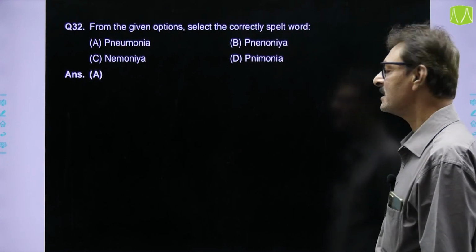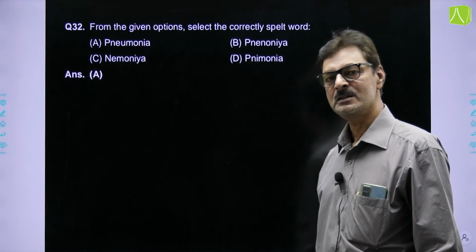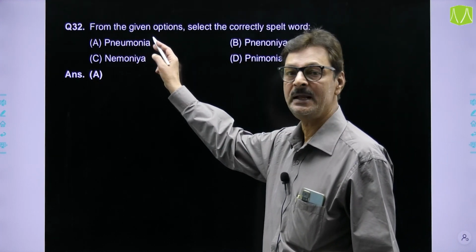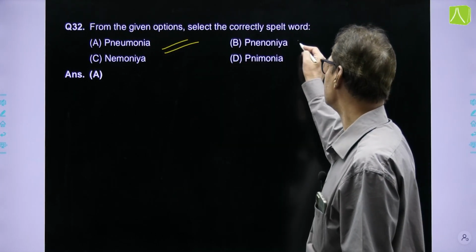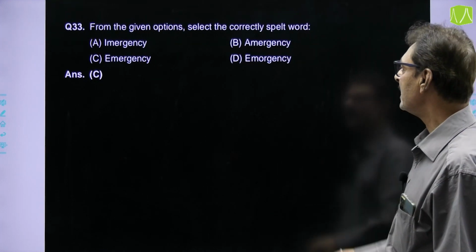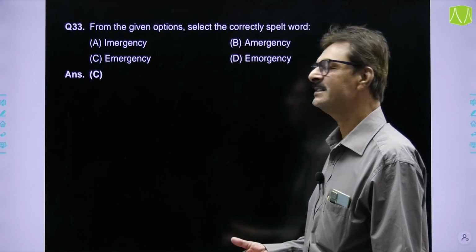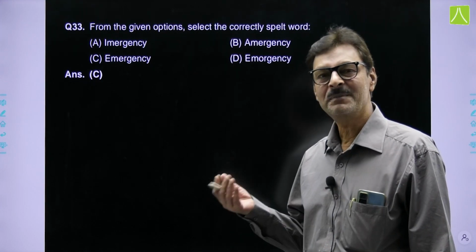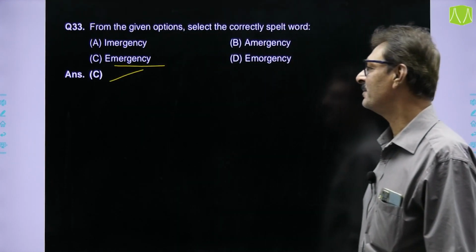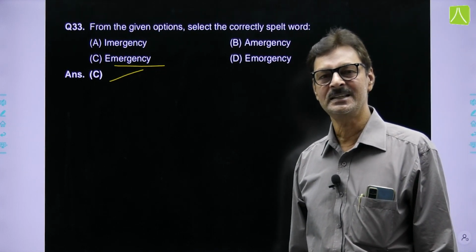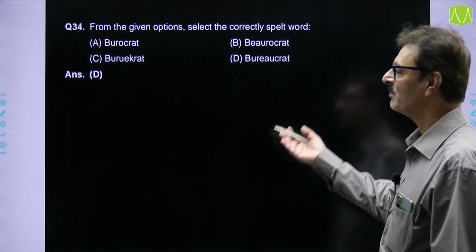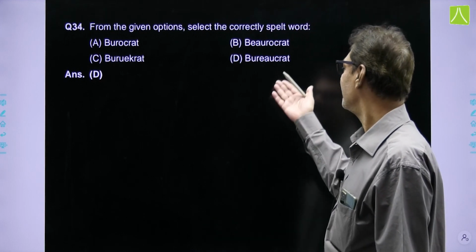The next spelling which was asked is the spelling of pneumonia, and the spelling of pneumonia starts with P. So, it is PNEUMONIA. So, option number A is the correct spelling, the others are incorrect. Next, from the given options select the correctly spelt word, emergency. There was no emergency where this word is concerned. Straightaway the correct answer is option number C, EMERGENCY.